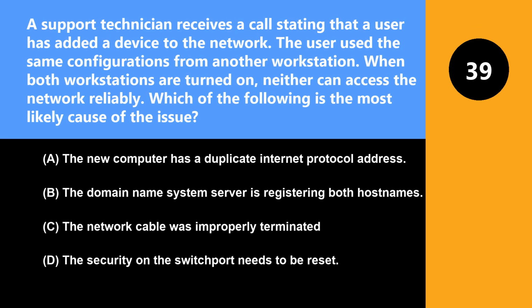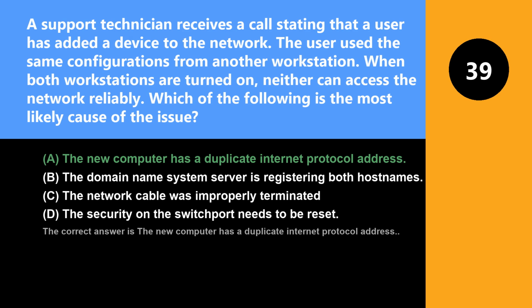Question 39. A support technician receives a call stating that a user has added a device to the network. The user used the same configurations from another workstation. When both workstations are turned on, neither can access the network reliably. Which of the following is the most likely cause of the issue? Option A. The new computer has a duplicate Internet Protocol address. Option B. The domain name system server is registering both host names. Option C. The network cable was improperly terminated. Option D. The security on the switch port needs to be reset. The correct answer is option A. The new computer has a duplicate Internet Protocol address.